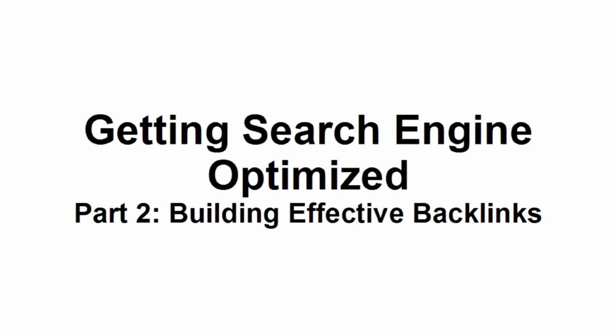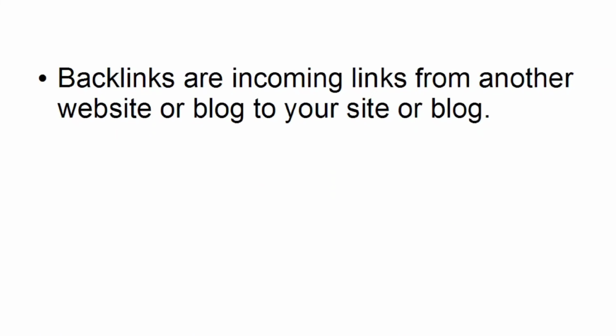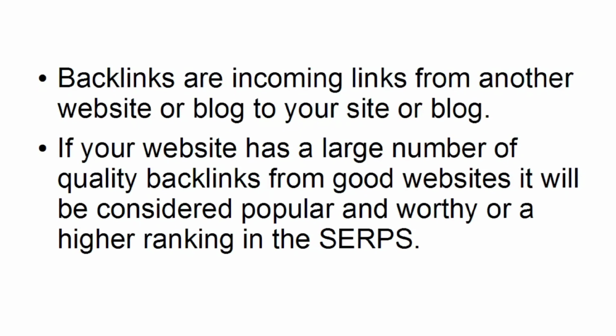In part 1 of this video, we talked about keywords and their role in search engine optimization. But there is a second aspect to getting good SEO ranking, and that is building effective backlinks. And we're going to talk about that in this video. Now, backlinks are incoming links from other websites or blogs to your site or blog. And if your website has a large number of quality backlinks from good websites, it'll be considered popular and worthy of a higher ranking in the search engine ranking positions.